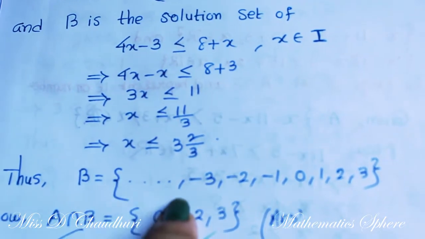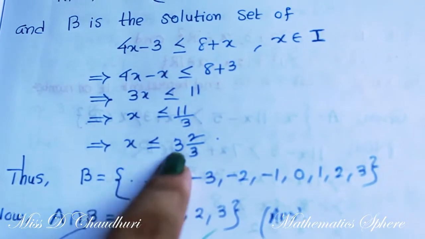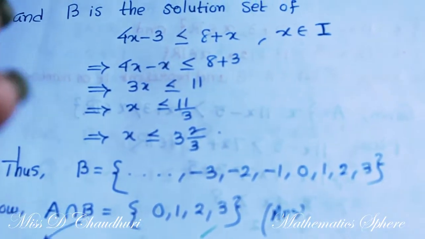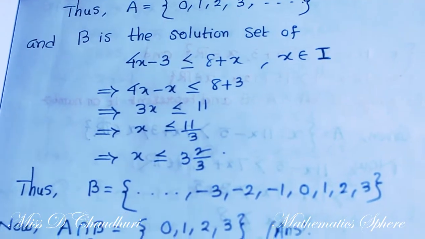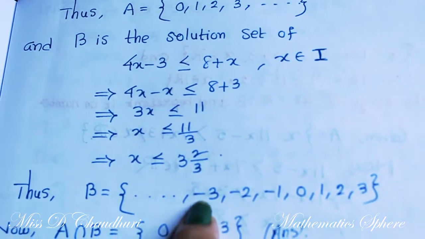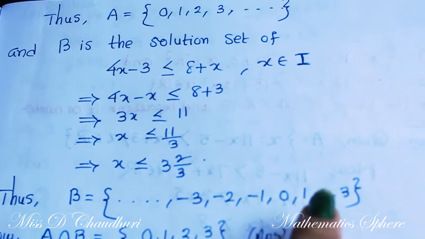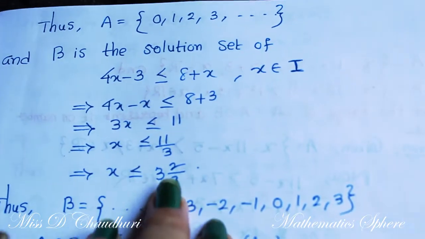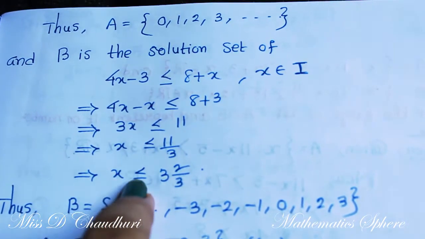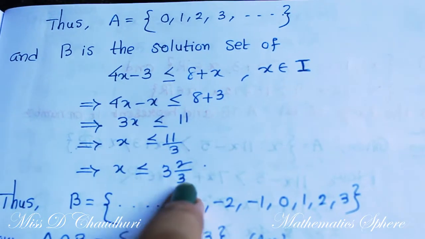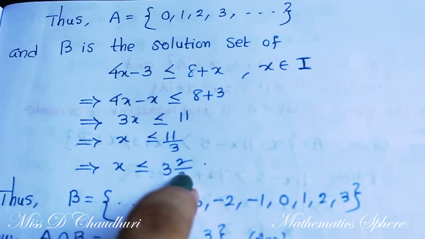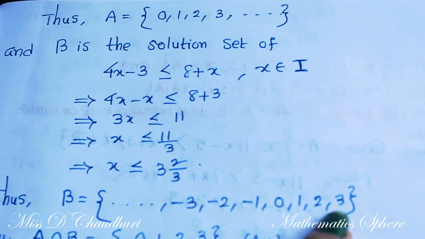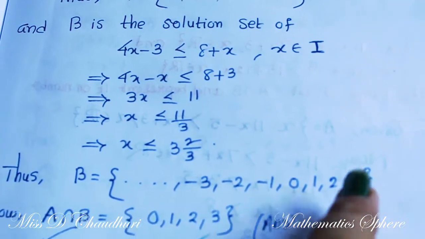Again here also x belongs to I, integers, so we can write the solution set as B equals dot dot dot. Because x is less than 3 and 2 by 3, all the negative integers will satisfy this condition. So dot dot dot, minus 3, minus 2, minus 1, 0, 1, 2, 3, up to 3, all are solutions for this inequality. 3 and 2 by 3 actually lies between 3 and 4, so up to 3 all the numbers can be taken.